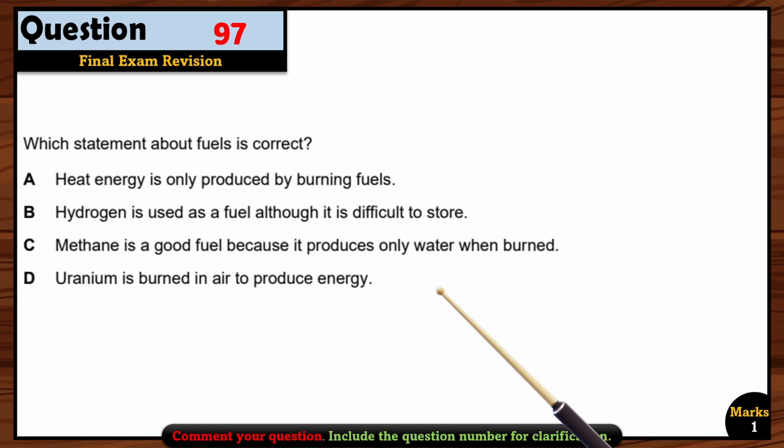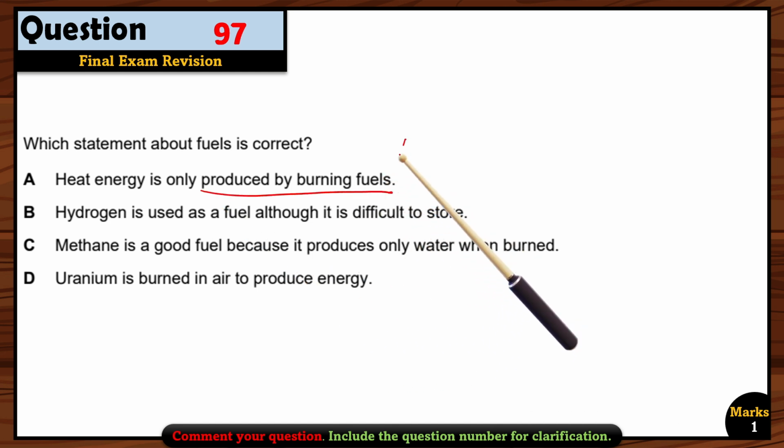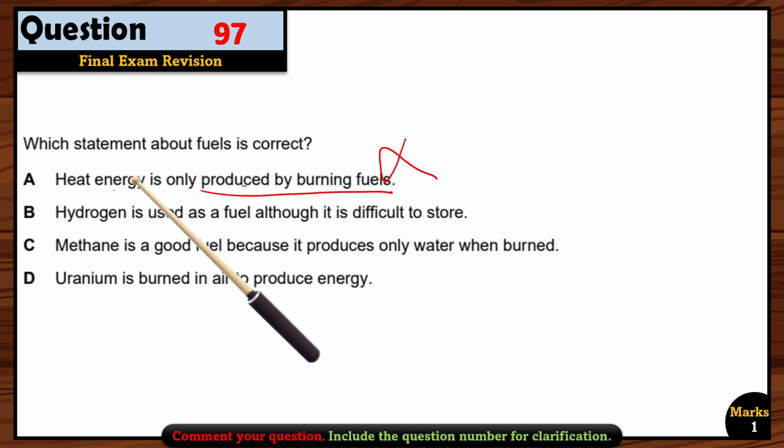Question 97. Which statement about fuel is correct? Again, let's see. Heat energy is only produced by burning fuels. That's wrong. Yes, heat energy is produced, but that is not the only source, because you can get heat energy from the solar system, and also from hydrogen and oxygen reacting. Hydrogen is not a fuel in that sense, right? So you can also get heat energy from there. There are different sources, so you cannot say it's the only source.